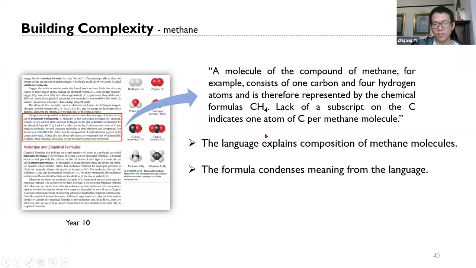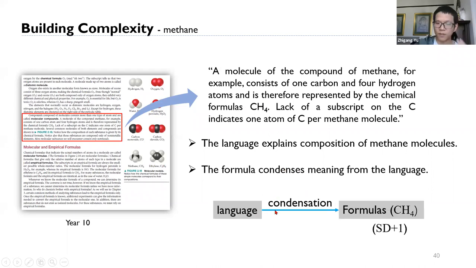And same, you see the text here explains the composition of this CH4. What does this CH4 mean? All this meaning is condensed in this CH4 from the language. So the same, from language condensation into formulas, SD1+, using our translation device.